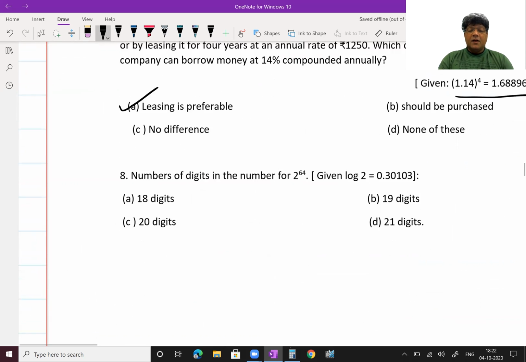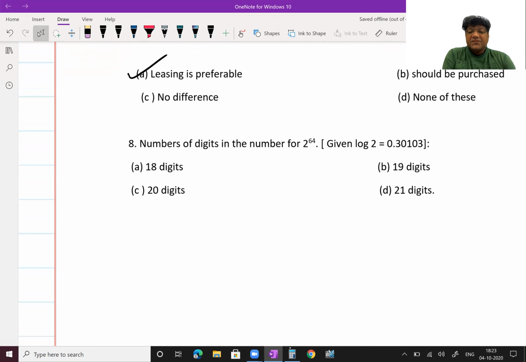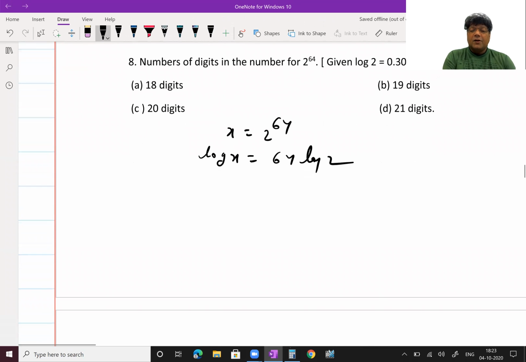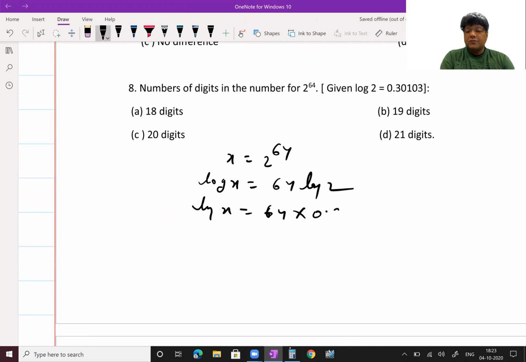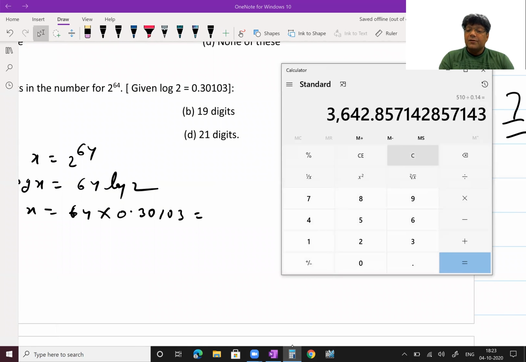7A. Number of digits in the number 2 to the power 64. Guys, here let x is equal to 2 to the power 64. We have done this type of question earlier also. So if you take log, it will be log x is equal to log of 2 to the power 64, that is 64 log 2. Now, log x is equal to 64 into log 2. Log 2 will be supplied: 0.30103, and that is equal to 64 into 0.30103.